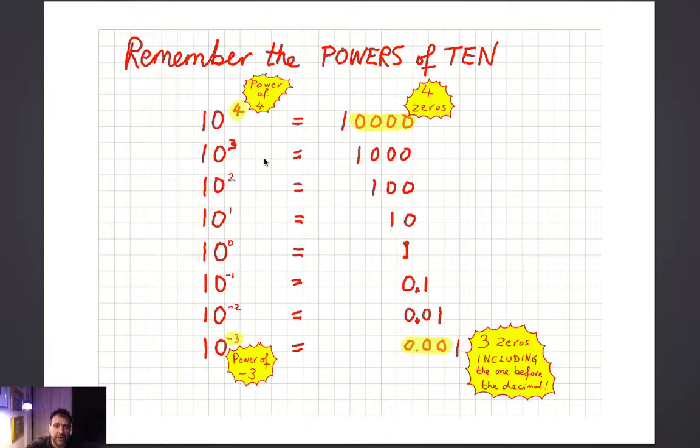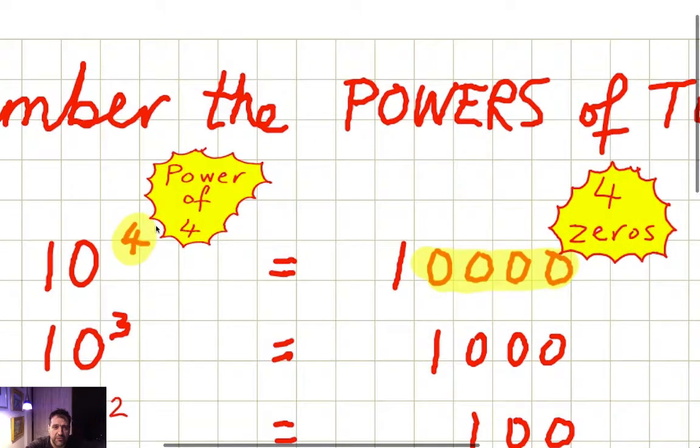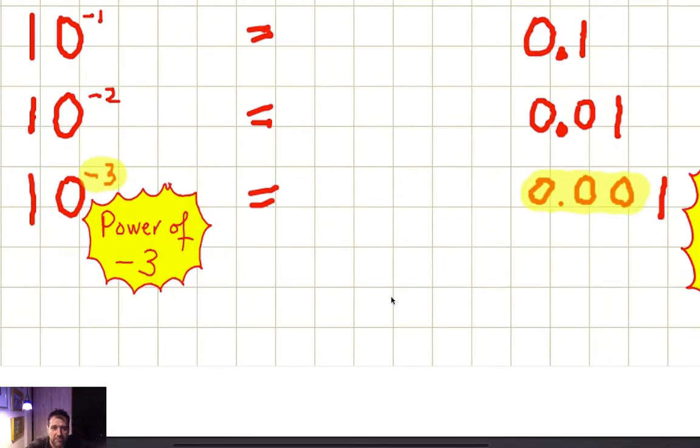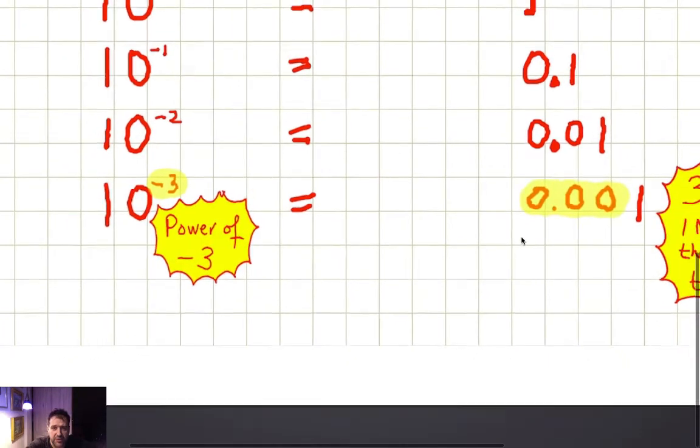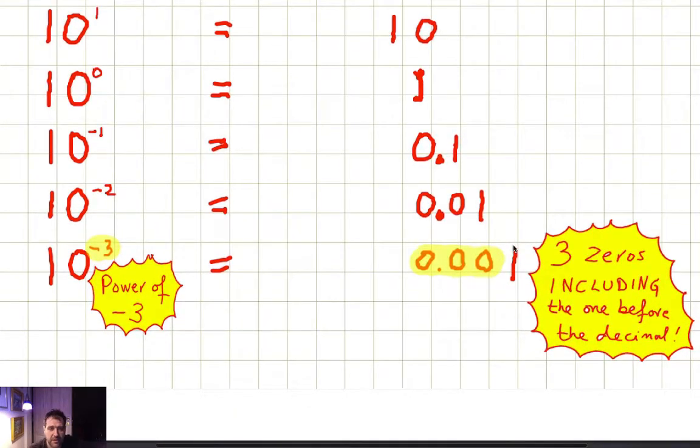So just zooming in a bit to highlight that point. Power of 4, 4 zeros in the number. Power of minus 3, 3 zeros in the number. There it is, there we go. So that's going to help you when you're writing numbers in standard form to quickly spot what the power is. It's always the same as the number of zeros in the number, and that applies to negative powers for small numbers as well as positive powers for big numbers.